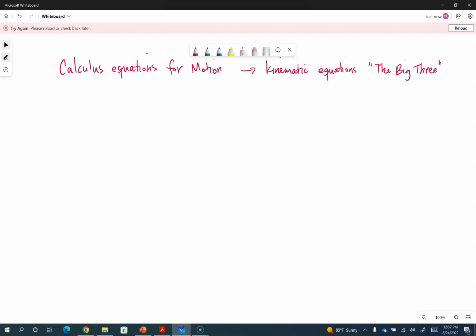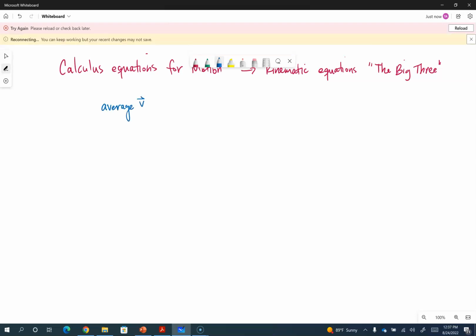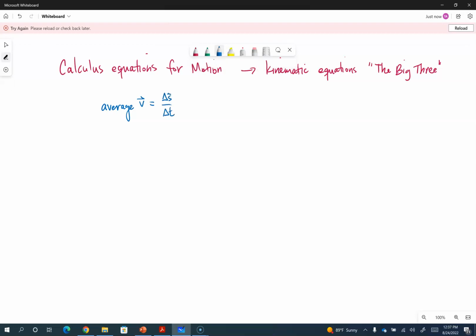So in previous videos, we've already mentioned the average velocity being the change in position in some period of time, average acceleration being a change in velocity in some period of time. But oftentimes we don't want to know just the average value. We want to know the value at an instant.